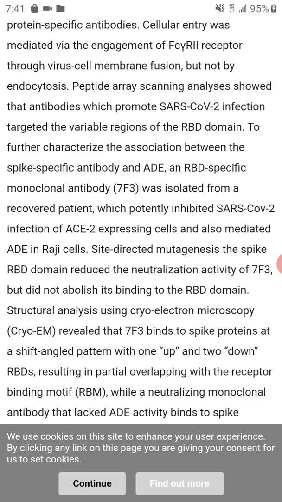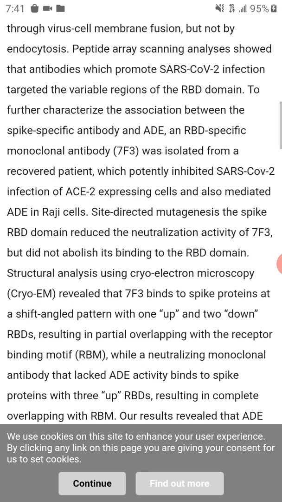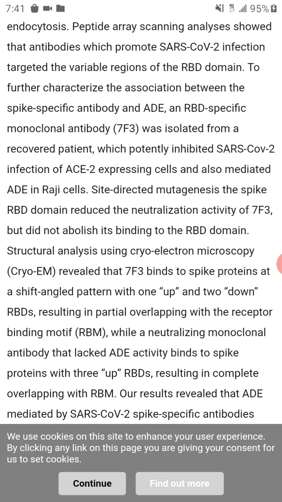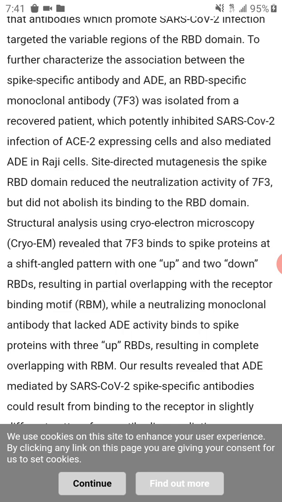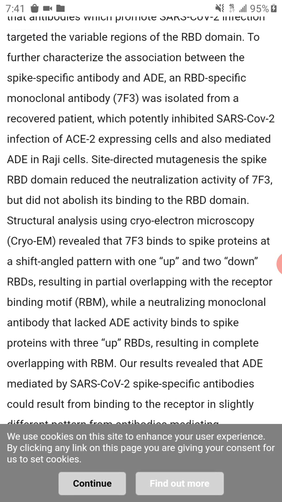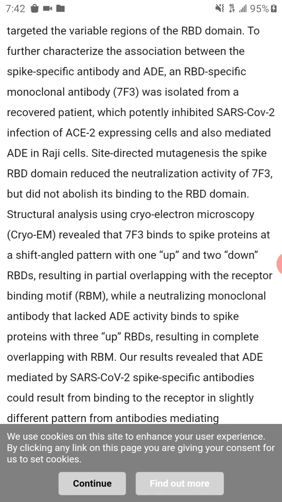Peptide array scanning analysis showed that antibodies which promote SARS-CoV-2 infection targeted the variable regions of the RBD domain. To further characterize the association between the spike-specific antibody and ADE, an RBD-specific monoclonal antibody was isolated from a recovered patient, which potently inhibited SARS-CoV-2 infection of ACE2 expressing cells and also mediated ADE in Raji cells.